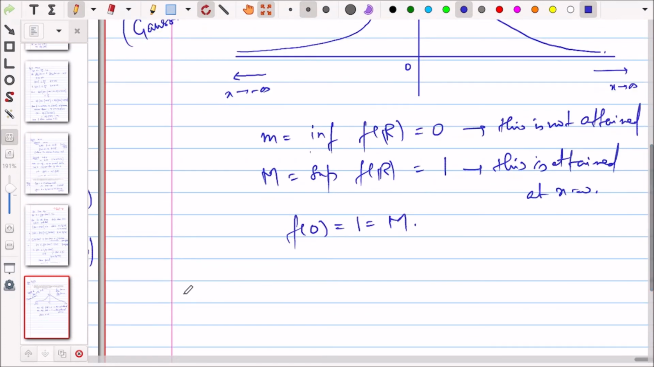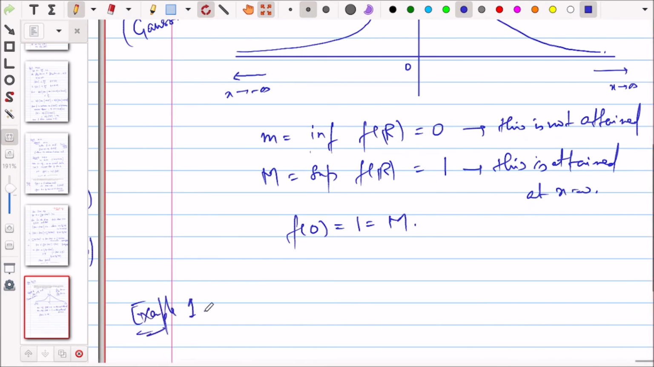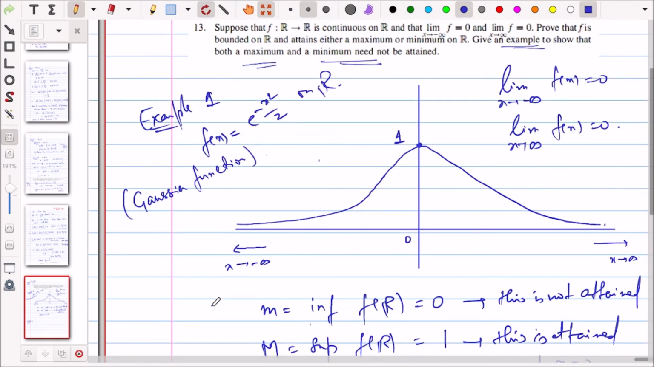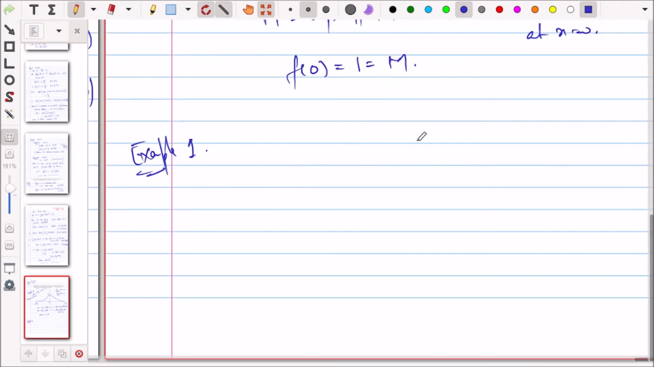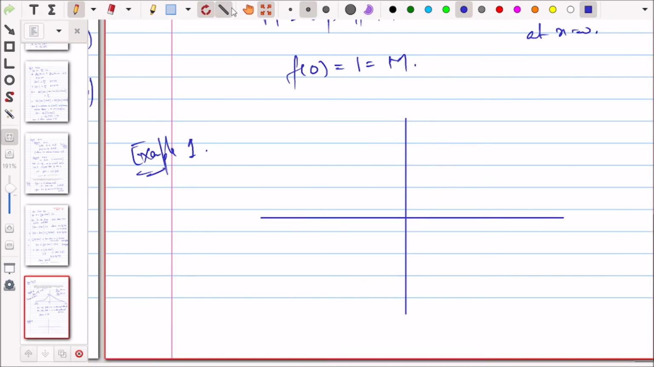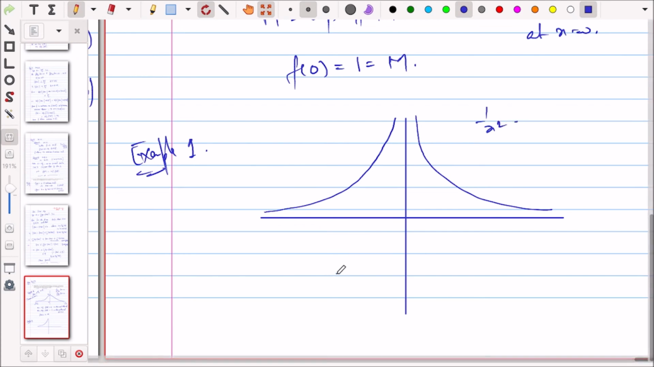Now, if you want another example, there is one more function with this type of curve. If you look at the graph of 1 by x square, it looks like this. Also, if you look at the graph of 1 by x, it goes like this and like this. But they are unbounded around 0.